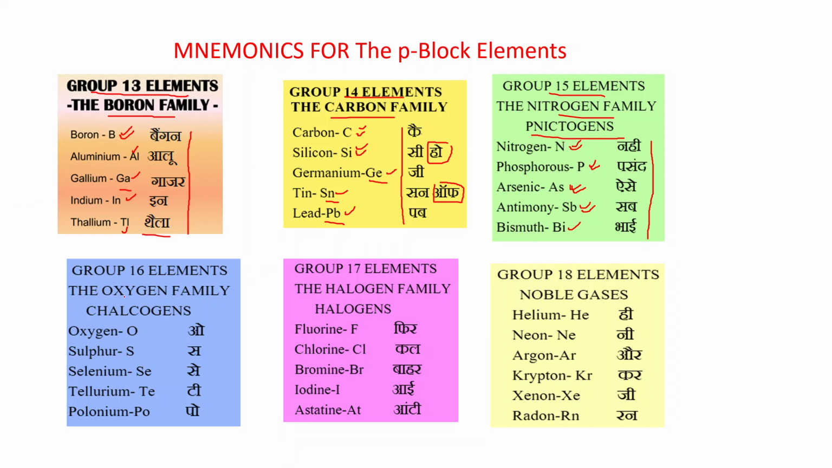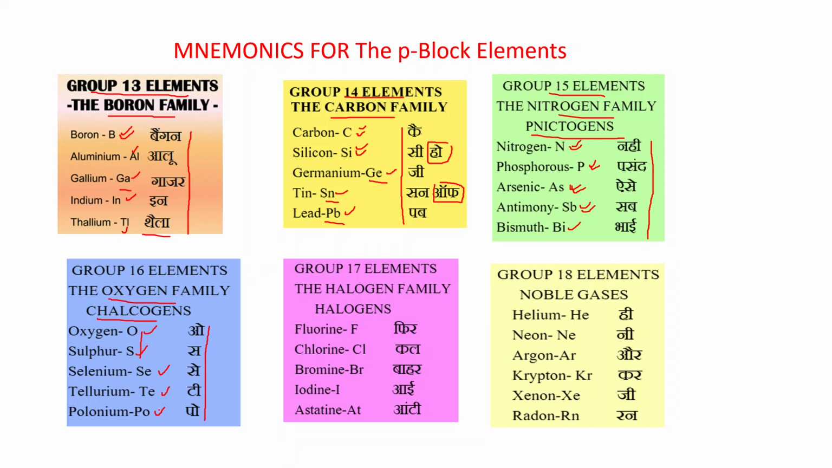Group 16 elements, oxygen family. These are also known as chalcogens. First member is oxygen. After that, sulfur S, selenium Se, tellurium Te, polonium Po. Mnemonics: Os se tipo. Just make a sentence. Os, oxygen, sulfur. Se, Se, Te, Po, polonium.